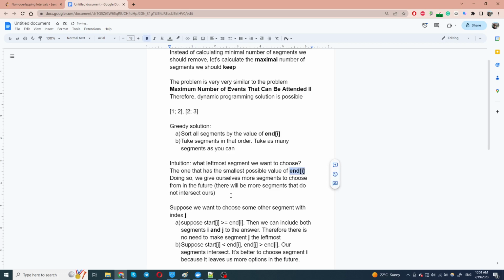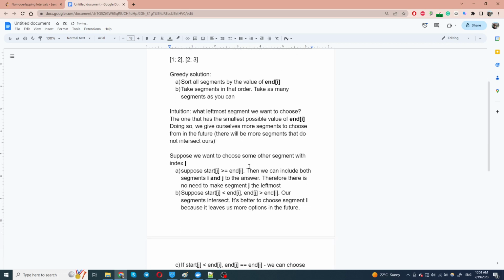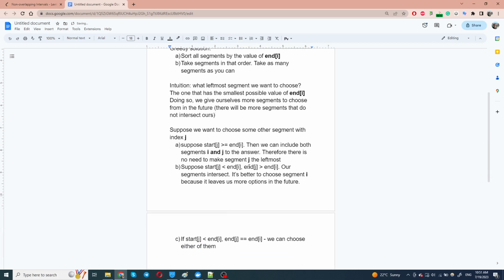By doing so, we give ourselves more segments to choose from in the future, because there will be more segments that do not intersect with ours.